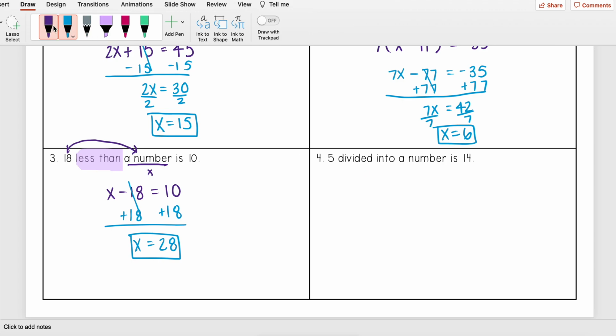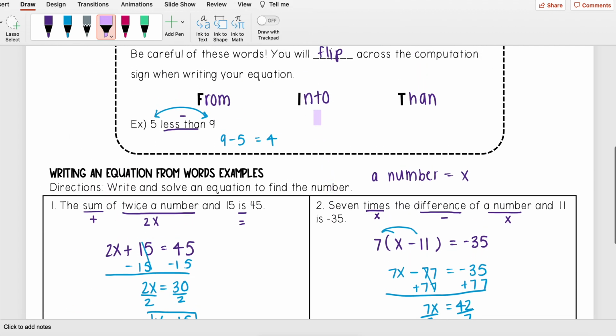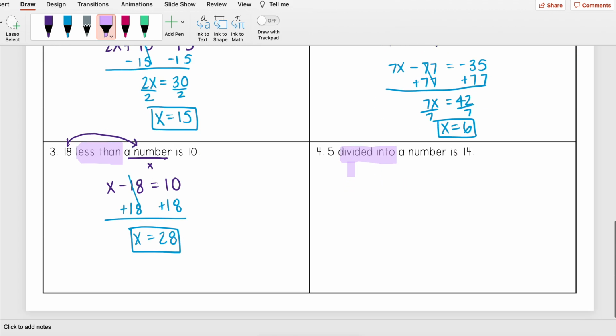Okay, and then this last one I have 5 divided into a number is 14. And so here is another one of my flipping words, into. So that means I need to swap places with 5 and a number, which is just going to be x. So instead of 5 divided by x, it's really going to be x divided by 5 is equal to 14. And then to solve that, I just multiply both sides by 5, and I get that x is equal to 70.